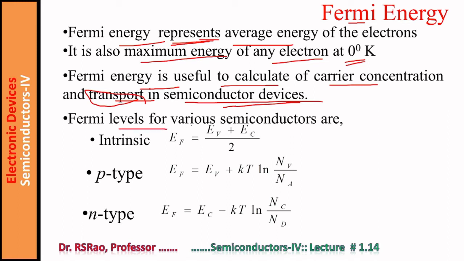Fermi levels for various semiconductors are given. For intrinsic, the Fermi level is (EV plus EC) by 2. For p-type, the Fermi energy level EF is EV plus KT natural logarithm NV by NA. For n-type, EF is EC minus KT natural logarithm NC by ND. The meaning of EV, NV, NA, NC, ND, EC are all already given.